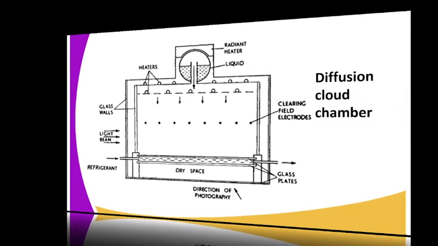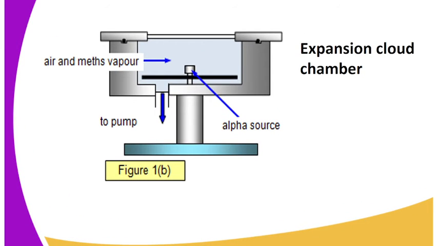Next, we have the expansion cloud chamber. When a radioactive element emits radiations into the chamber, the air inside is ionized. If the piston is now moved down suddenly, air in the chamber will expand and cooling occurs, as you can see from the diagram. When this happens, the ions formed act as nuclei on which the saturated alcohol or water vapor condenses, forming tracks.